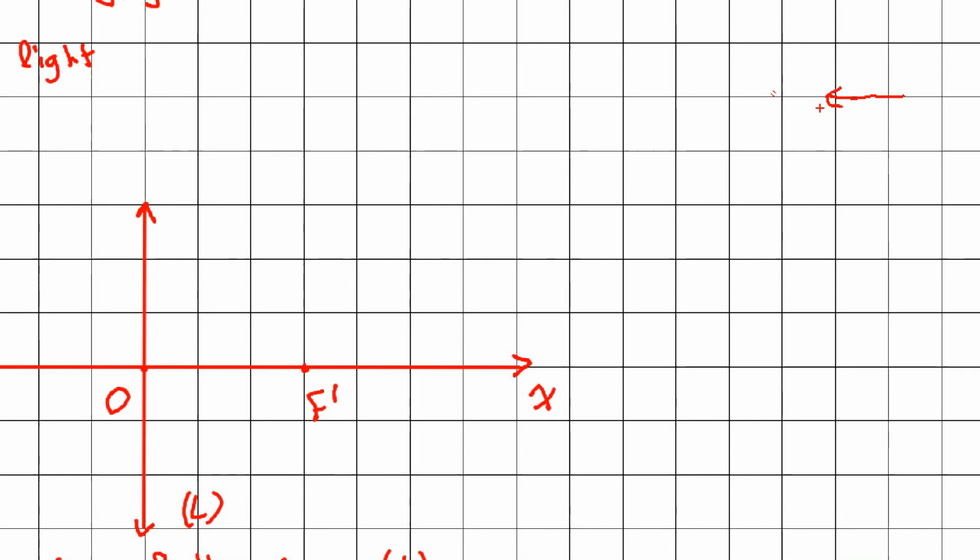Suppose that I have taken the direction of light to be from right to left. This is the optical axis. Because the direction of propagation is from right to left, I take the direction of the optical axis in the same direction as that of the light. I place the lens L perpendicular to the optical axis. Then the object focus will be on the right and the image focus will be on the left.